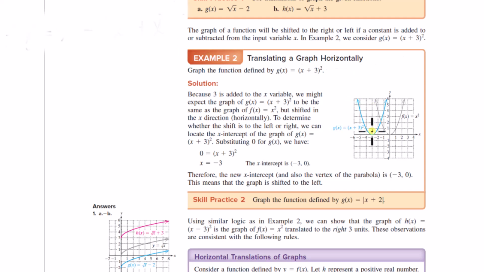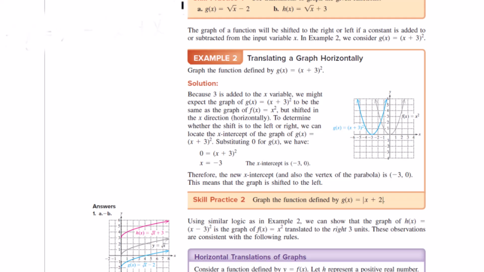And then just to point out, if they wanted to shift it to the left 3 units and shift it up 2 units, they would just add 2 to the back end of this. So x plus 3 squared plus 2. That's been shifted horizontally and vertically. Okay, so that's the idea for a parent term, just a single term.